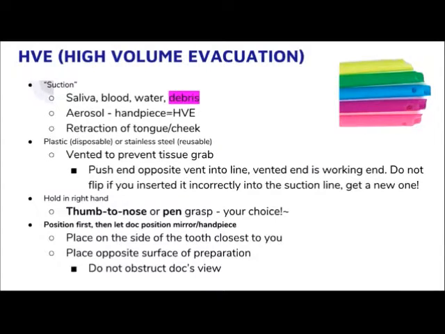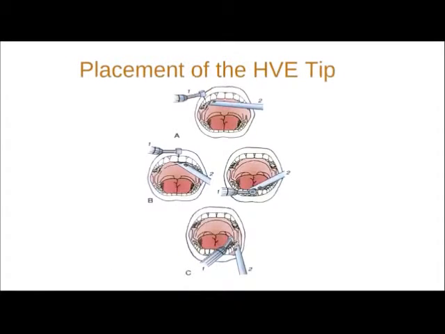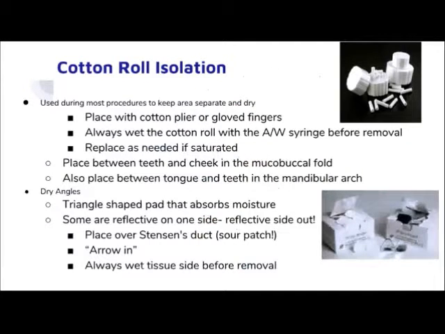You are always going to place your suction before the dentist positions their mirror and handpiece. So you go in first, and you're going to place it on the side of the tooth that is closest to you. And you want to make sure not to block the doc's view. Not too much to do. So there's the grips, and there's the placements for each area of the mouth.